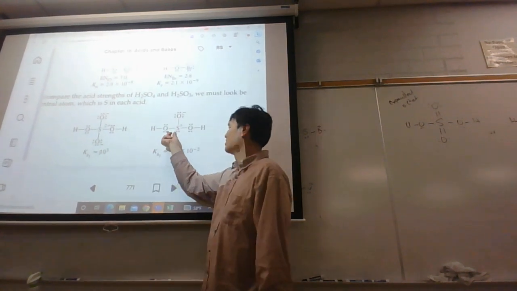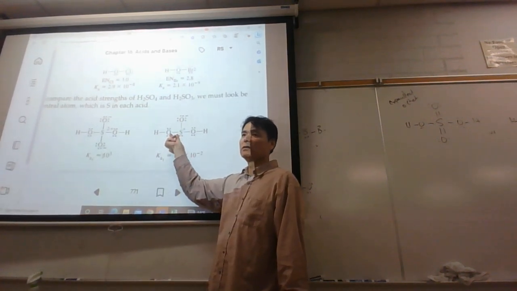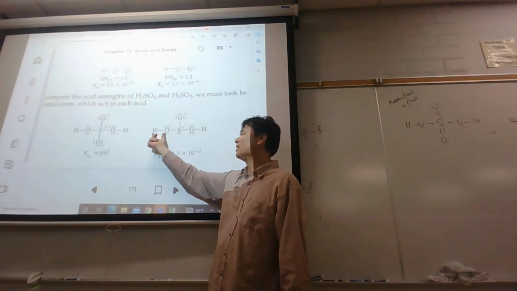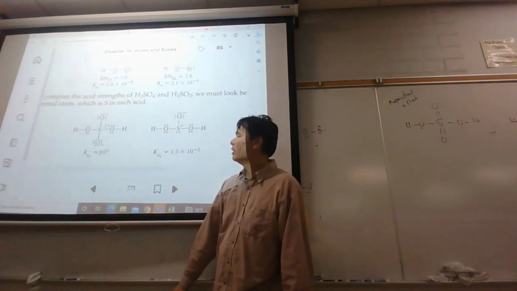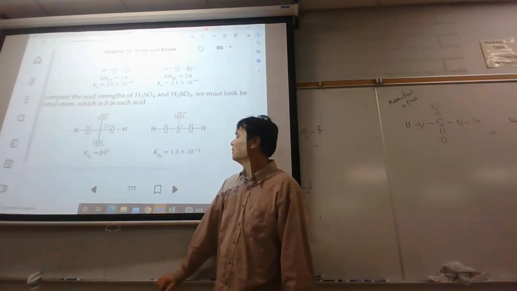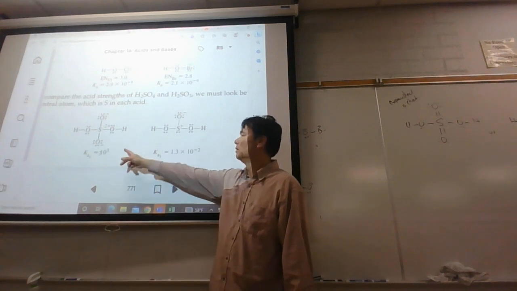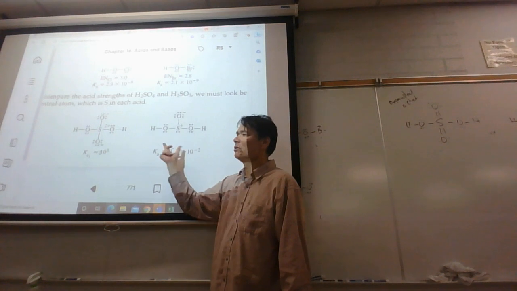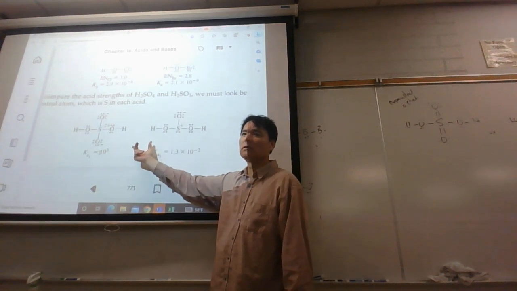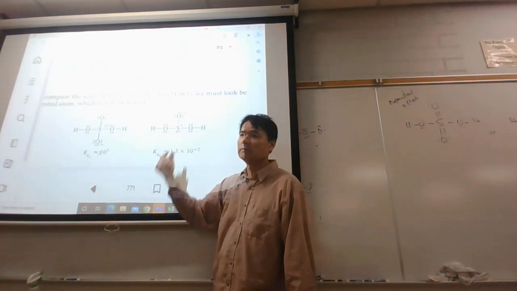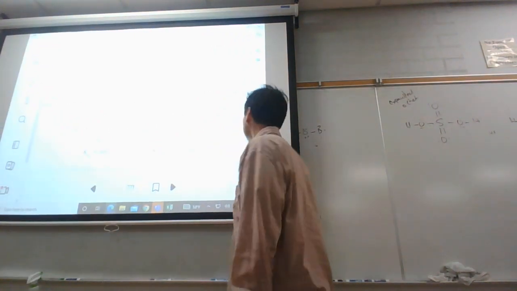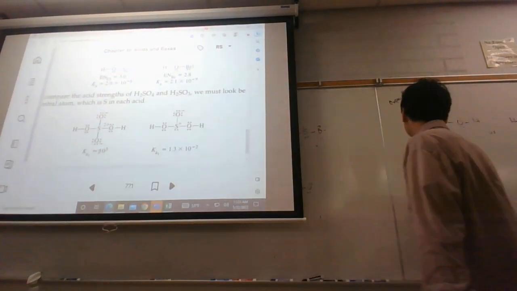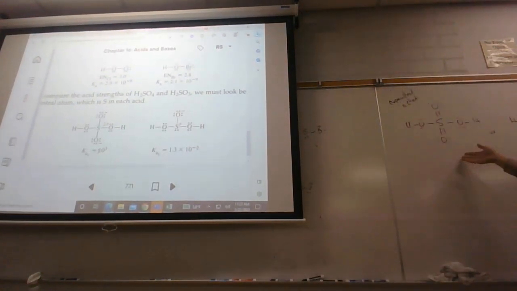This one's sucking the electron cloud less, making this one less polar. And so based on polarity, which one's stronger? Sulfuric acid. Sulfuric acid is 5 orders of magnitude, 100,000 times stronger than sulfurous acid. What if you're doing this? What? There's no formal charge. No formal charge here, no formal charge here.